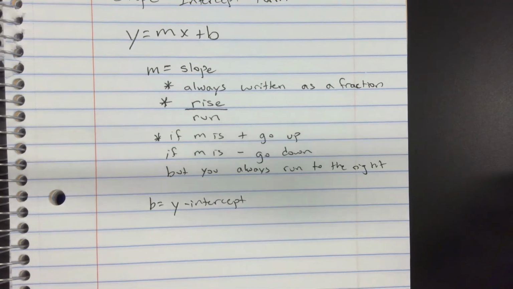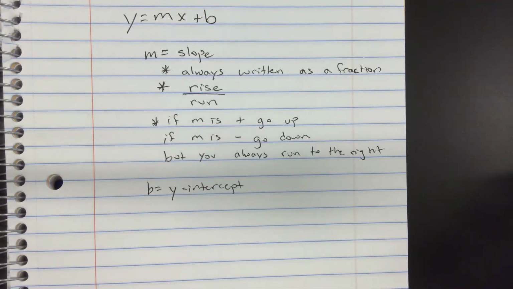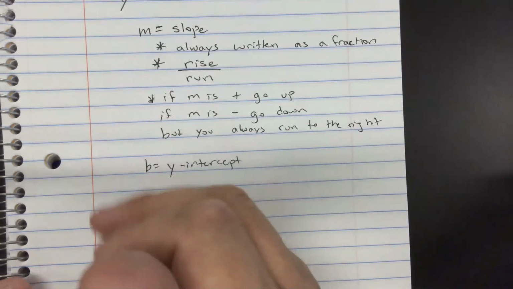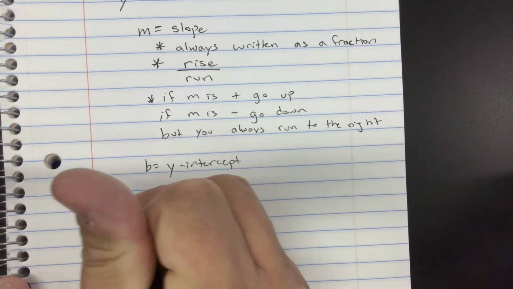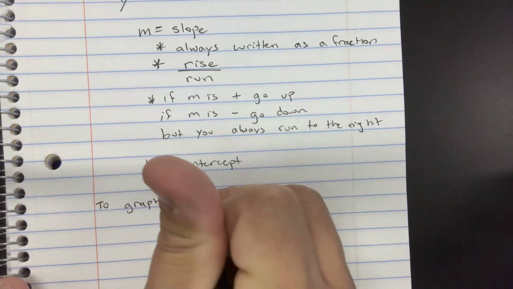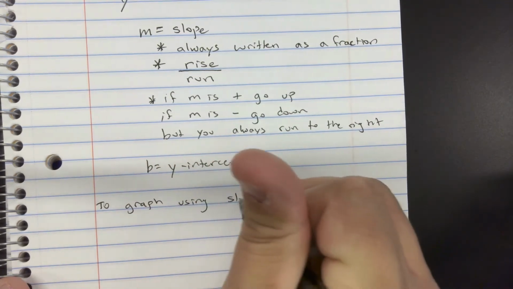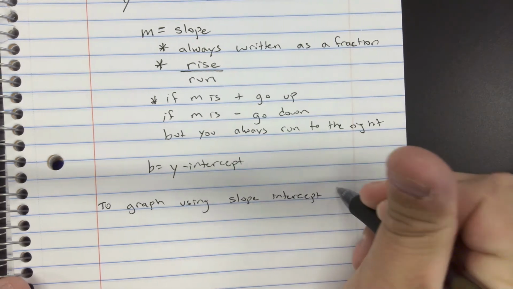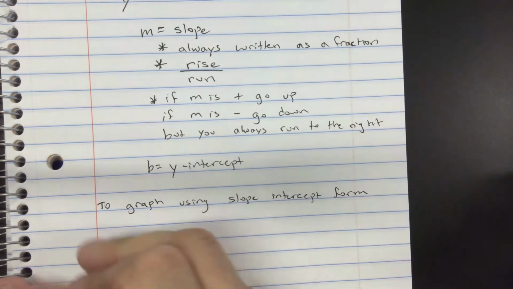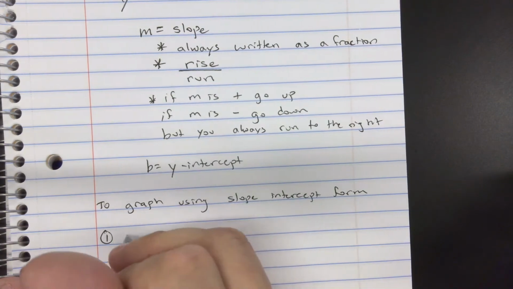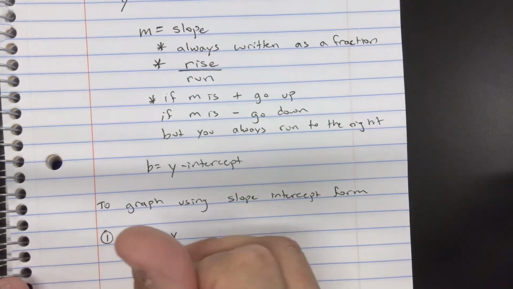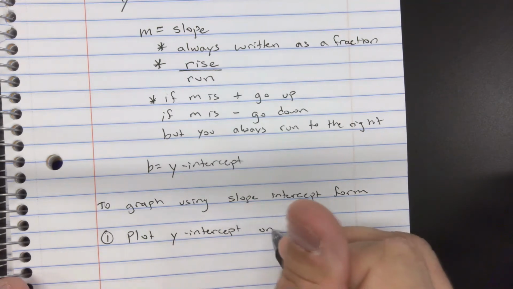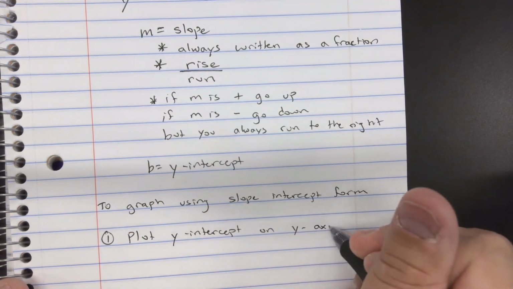So, now in order to graph something using slope-intercept form, here are your steps. To graph using slope-intercept form, step number 1: plot y-intercept on y-axis.